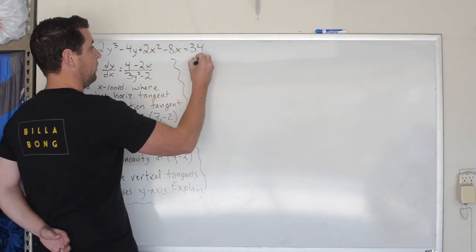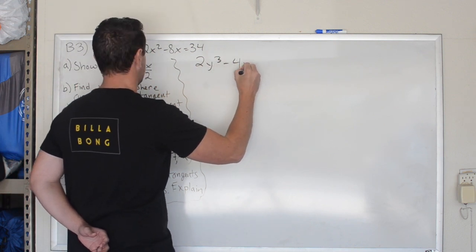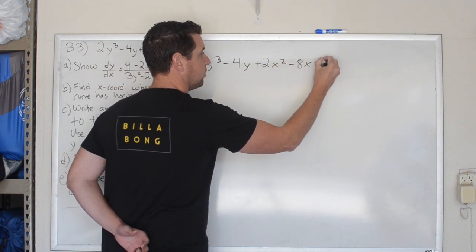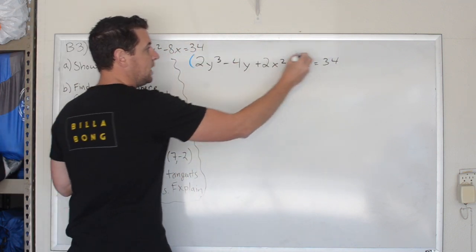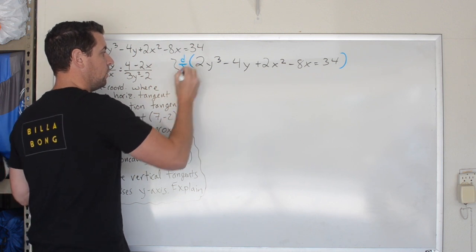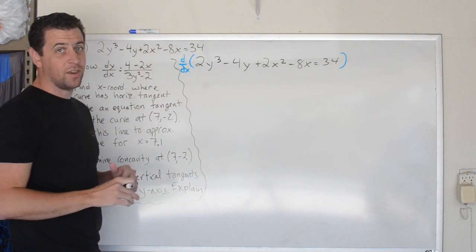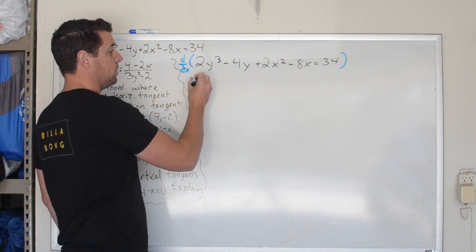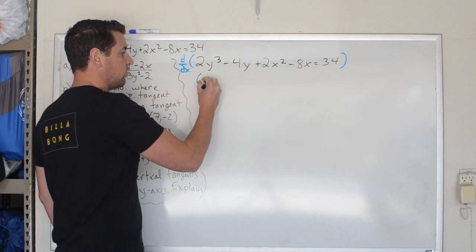On part A, I have 2y cubed minus 4y plus 2x squared minus 8x equals 34. What I'm going to do is take the derivative with respect to x. I'm going to take d dx of both sides. As I go through this, I'm taking the derivative with respect to x of each part here. You just take the derivative as if it was in terms of x's, and this becomes 6y squared.